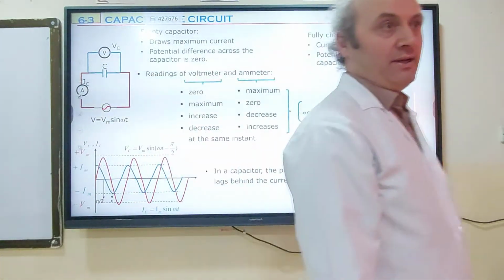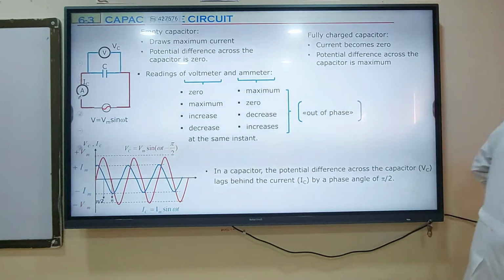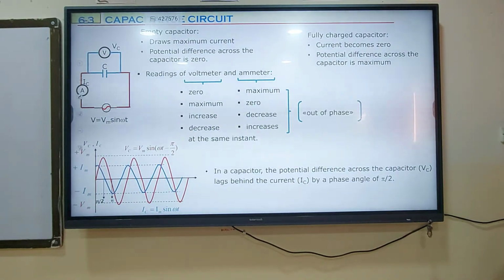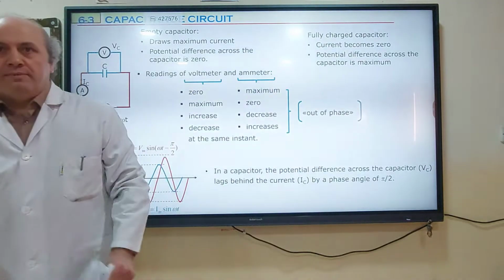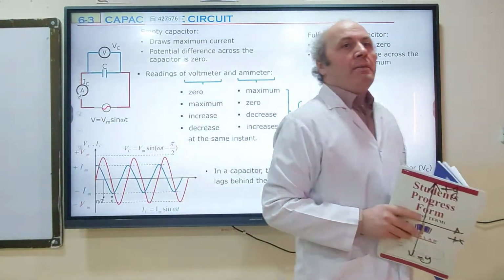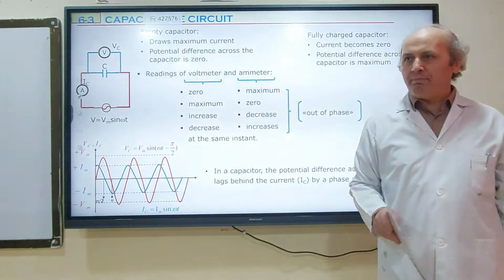The last device is the capacitor. We will study the capacitor now. First, let's know what a capacitor is. I will shortly define the capacitor for you. A capacitor is made up of two parallel conducting plates.